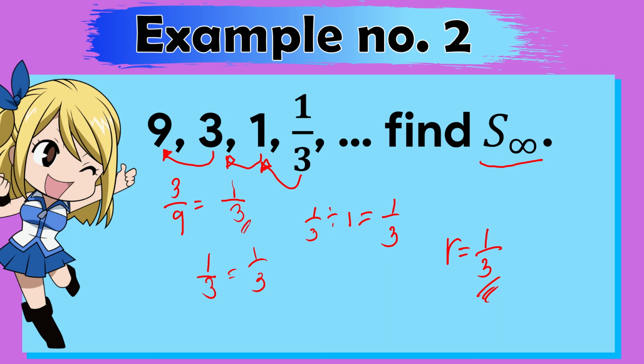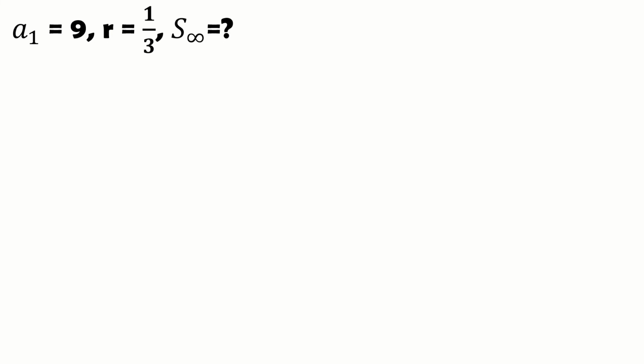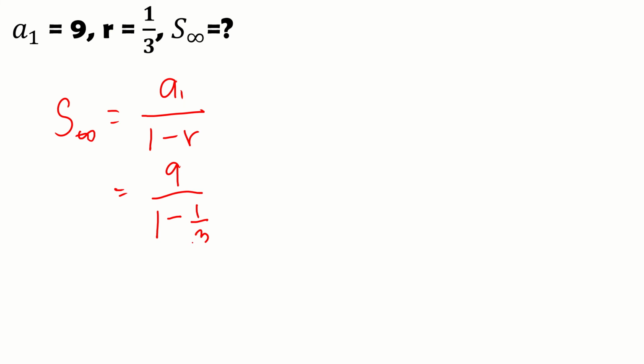So let's have the solution. So again, yung given kanina ay nilagay ko lang po dito sa taas. So always start again with the formula. So we have S sub infinity is equal to a sub 1 over 1 minus the common ratio. So equals, again, substitute lang yung values. Ang first term natin is 9 over 1 minus the common ratio, and that is 1/3.